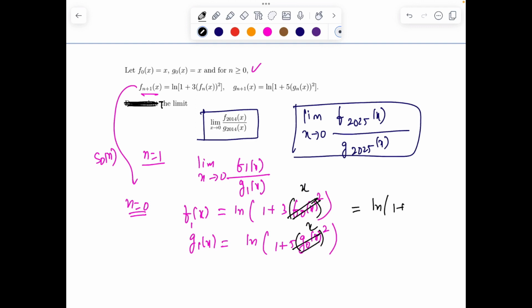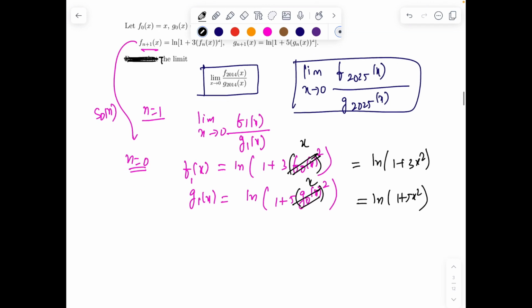So we will get ln of 1 plus 3x square, and the other guy is ln of 1 plus 5x square. Now it's a standard limit question. So if we do f1 by g1, basically it's coming out to be this over this, and limit x tends to 0. I'm solving here only so that you get the feel. And now it is clearly in 0 by 0 form, actually tending 0 by tending 0 form.